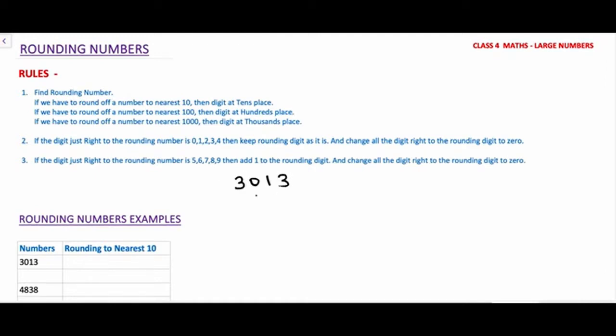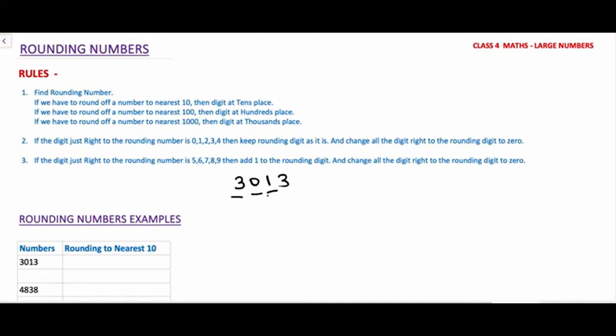3013. First we have to identify what the rounding number is. If we have to round off a number to the nearest 10, the digit at the tens place will be the rounding number. If we have to round off to the nearest 100, then the digit at the hundreds place will be the rounding number. If we have to round off to the nearest 1000, then the digit at the thousands place will be the rounding number. It will be mentioned in the question whether we have to round off to the nearest 10, 100 or 1000. So first we will take this example.